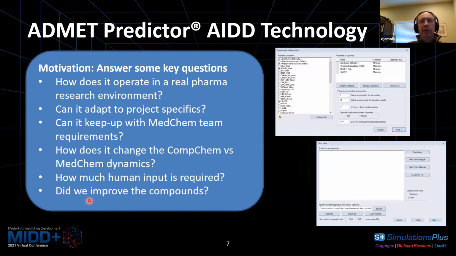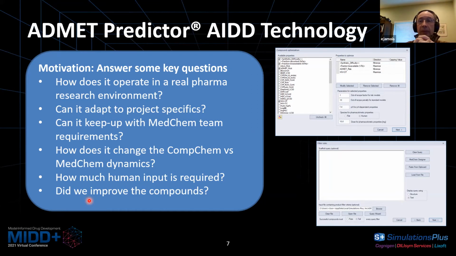And the main one we had is, how does this technology operate in a real pharma environment? Is it able to adapt to the specifics of a project? And that's sort of where the customization comes in. It has to be customizable to adapt to a particular kind of chemistry that you want to maintain, for example. Can it keep up with the requirements of the medchem team? Because medchem teams do have very specific ideas of certain rules they don't want to infringe on, and so you have to be able to work with them in that respect.